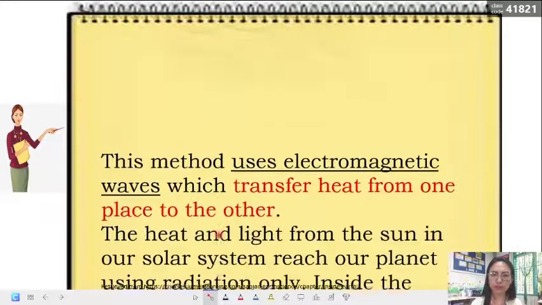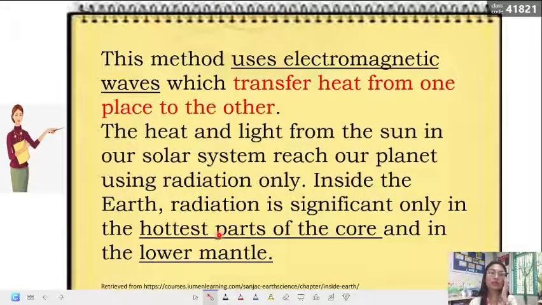So let us have an illustration later. This method uses electromagnetic waves which transfer heat from one place to another. So again, electromagnetic waves. The heat and the light from the sun in our solar system reach our planet using radiation only. Inside the Earth, radiation is significant only in the hottest parts of the core and in the lower mantle. So if you imagine, it only focuses on the hottest part of the core and then the lower part of the mantle which is next to the core. Okay?